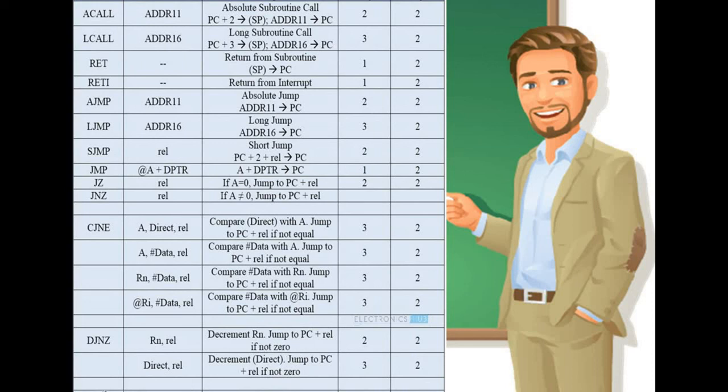Then NOP, no operation. So students, go through this and have a practice.